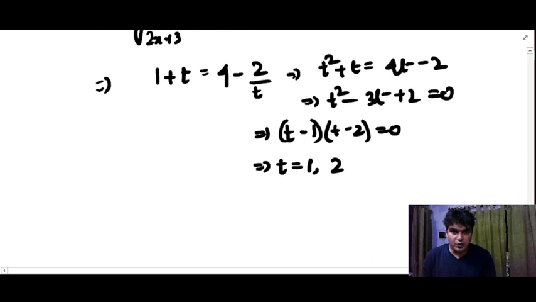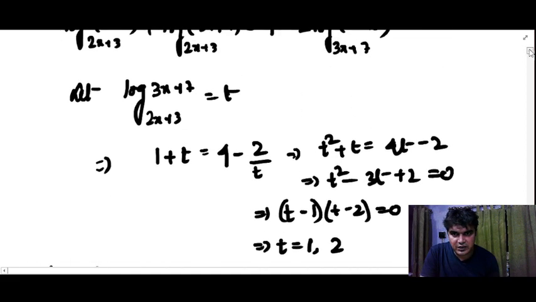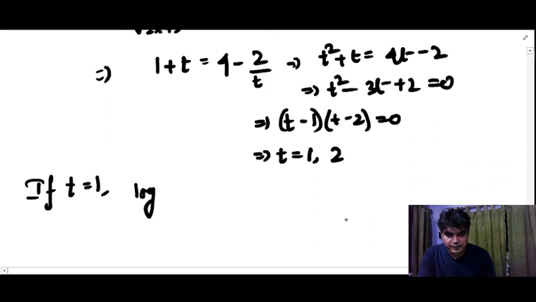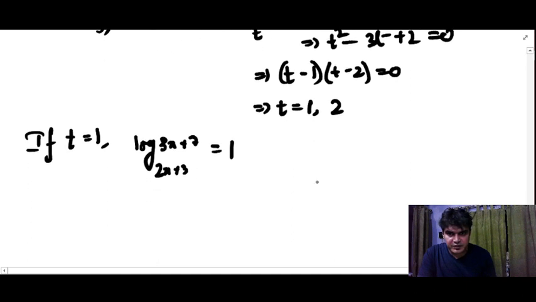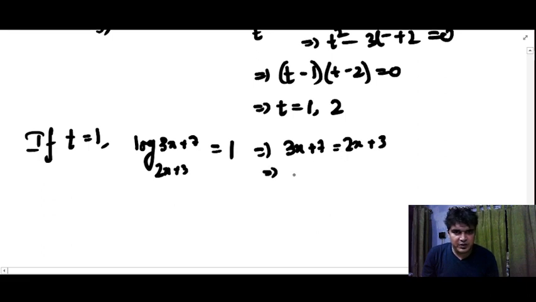Now as we are getting two values of t, if t is equals to 1, so that means log of what we have taken, t is equal to log of 3x plus 7 base 2x plus 3, right? So log of 3x plus 7 base 2x plus 3 is equals to 1, right? So that means 3x plus 7 is equals to 2x plus 3 to the power 1. So that means 2x plus 3 itself. So from there I'm getting x is equals to minus 4, right?